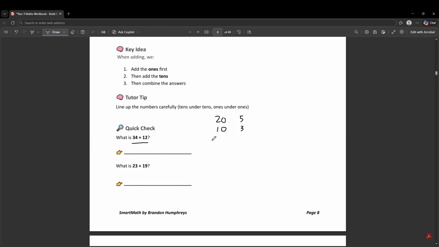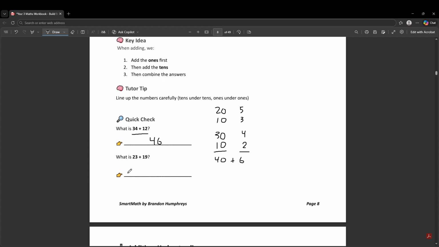So, to start the working out for this, we'll simply put the tens together, like in our previous example. So we'll have 30 and 10. And then we'll put the ones together, 4 and 2. And when we add these together, we'll have 40 and 6. And now when we add these two values together, we'll get 46. Using this example, give the next question a shot.